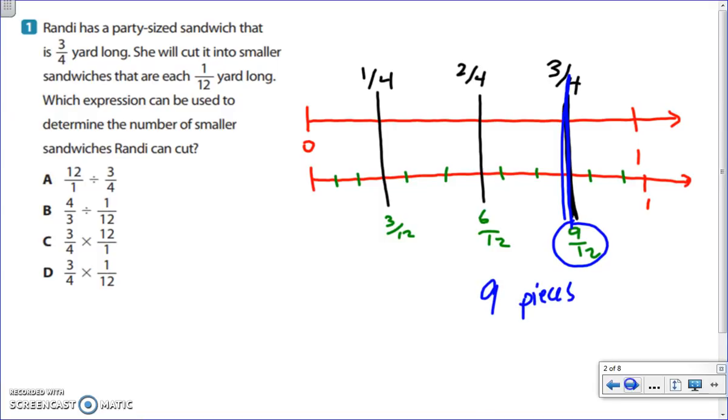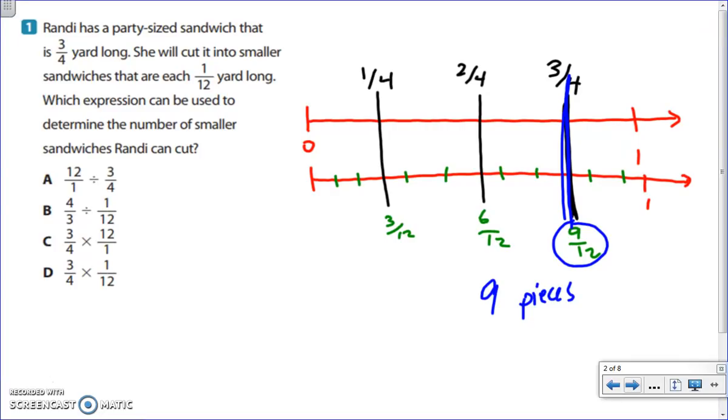So one way we could approach this problem is by simplifying A, B, C, and D, and seeing which ones actually represent 9 pieces. And I think I'm going to do that just because I know that we need a little bit of review for how division of fractions and multiplication of fractions works. So A: 12/1 divided by 3/4.